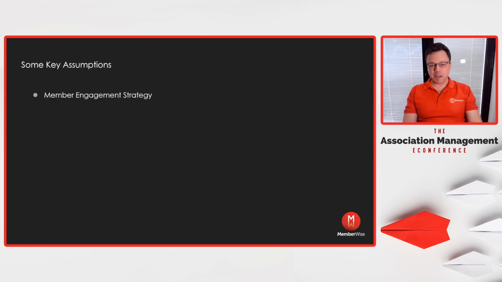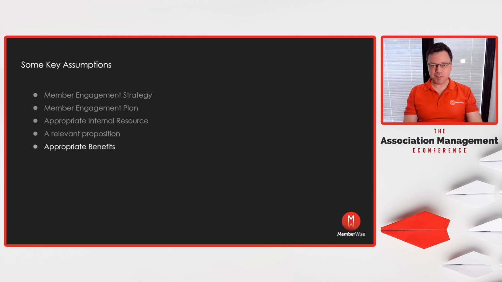Basically, the assumption is that your organisation has got a member engagement strategy in place, that you've got a member engagement plan that will enable you to deliver on that strategy, and that you've got appropriate internal resource to actually make that activity happen. You need to be relevant as an organisation. So the proposition that you've got, there's an appetite for it, or you can create that appetite. And also there are appropriate benefits that will be of value to your current and prospective members. Also an audience, so that they'll purchase membership, they'll join, they'll renew, they'll want to engage with your organisation.